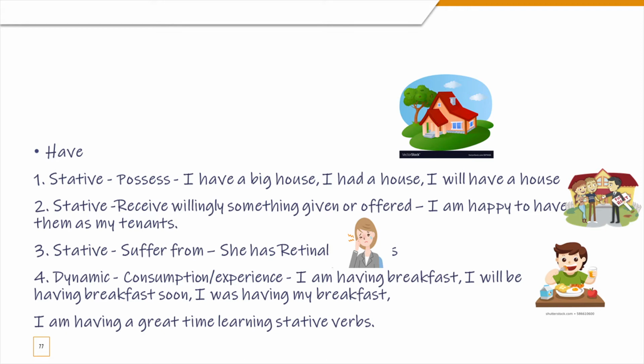Have. Okay, this is a very famous word, and I've discussed this many times in the previous videos. So have again has stative and dynamic meanings. The first one is to possess, like I have a big house. So you can use this in any tense. Okay, you can use it in past tense, like I had a house, I will have a house, but you can't use it in continuous form because it is stative.